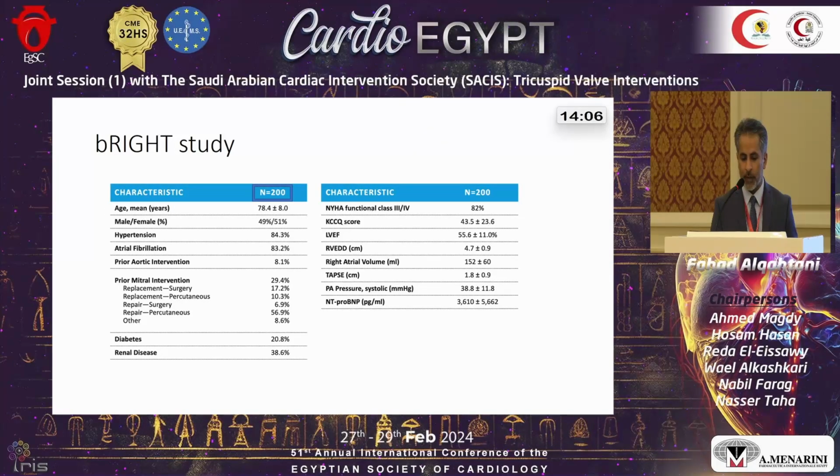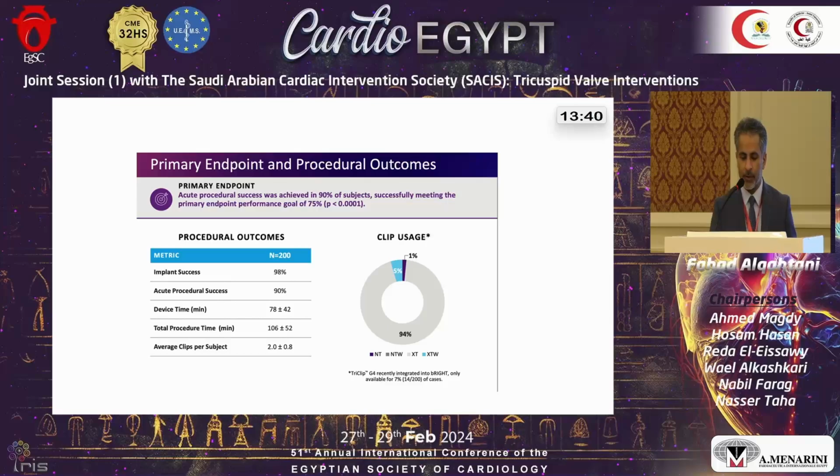It involved 200 patients. The majority of them are elderly, 78, and majority female, with hypertension and hyperlipidemia, and atrial fibrillation in also more than 80%. The most common prior intervention was mitral intervention in these patients. Most of them, 82%, have class 3 or 4 heart failure. Ejection fraction was normal, and there is no severe pulmonary hypertension in this group.